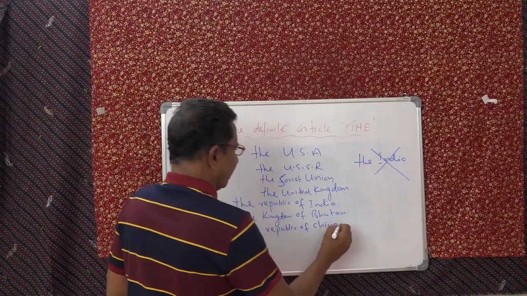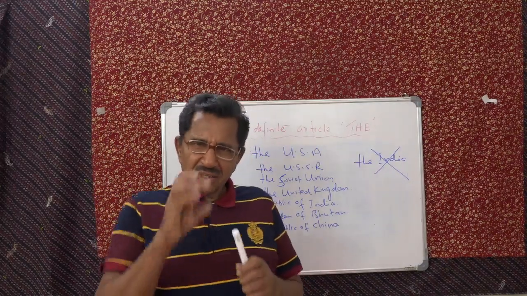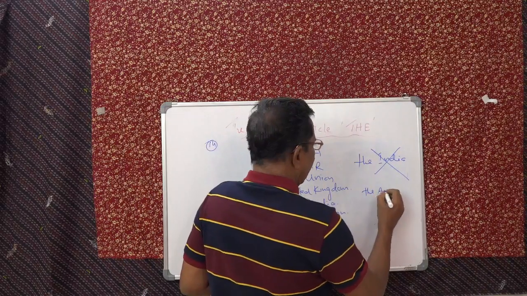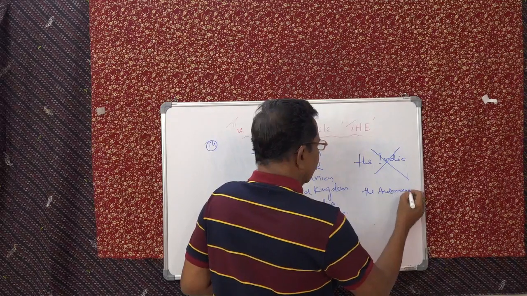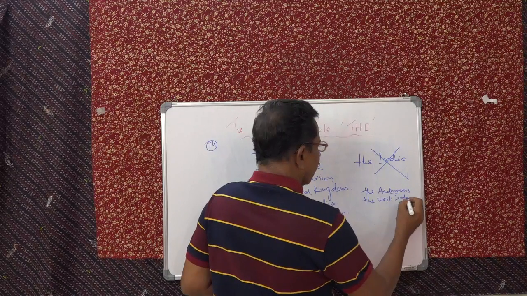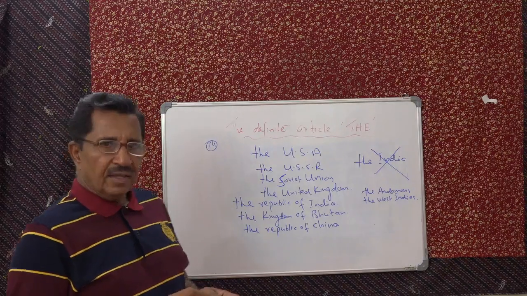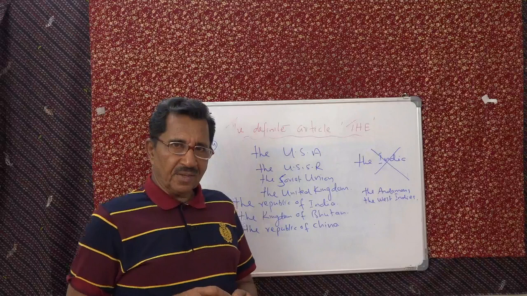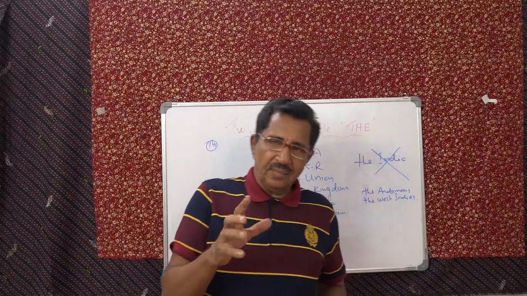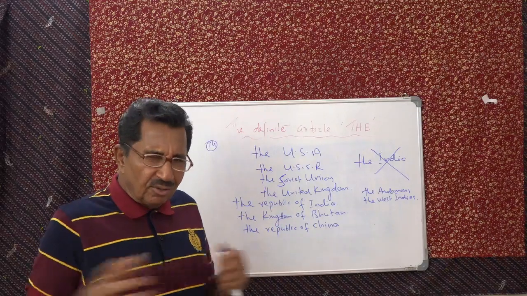The Republic of China. Again, same with the islands also. We say small units now. So we can say the Andamans. The Andamans. See? The West Indies. The West Indies, together. The Andamans, the Nicobar. Because they are small units. When you find islands or a country made up of small units, you can always use the. Close your eyes and use the.